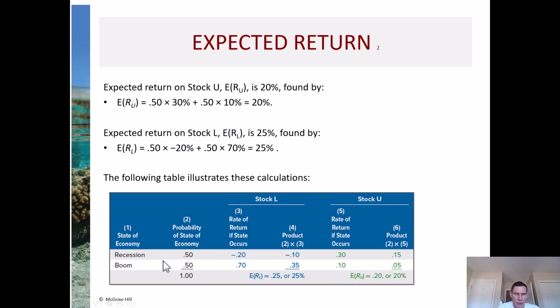You can see down here we've got the recession and the boom. We said it was an equal chance, so 0.5, 0.5, 50-50. Then we've got the negative 0.1, which is just 0.5 times negative 0.2, and 0.35, which is just 0.5 times 0.7. Then the rate of return if the state occurs, we've got the 0.3 and the 0.1, and then the product. We just multiply those out: 0.5 times 0.3 is 0.15, and 0.5 times 0.10 is 0.05.